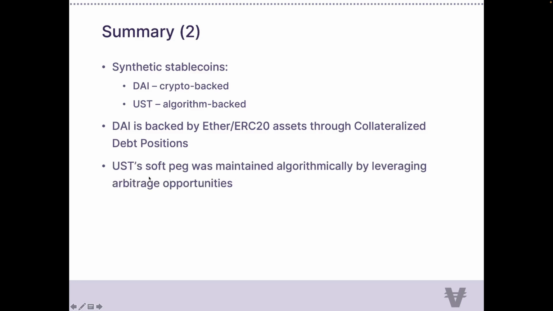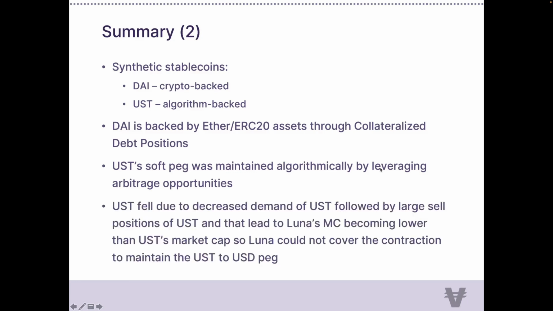The soft peg of UST was maintained algorithmically by leveraging the arbitrage opportunities, which eventually did not suffice, as the decrease in demand, followed by a large sell position of UST, led to Luna's market cap becoming lower than UST's market cap, so Luna could not cover the contraction to maintain the peg of USD to $1 US dollar.